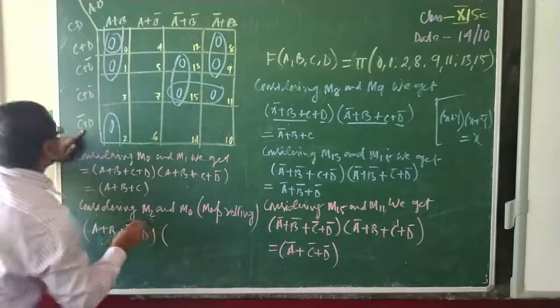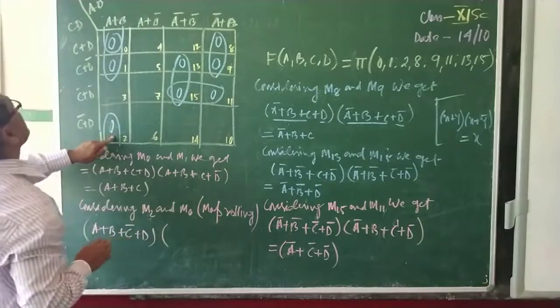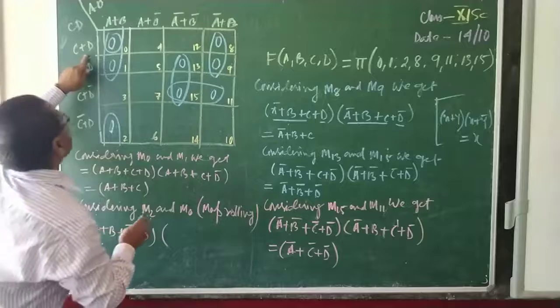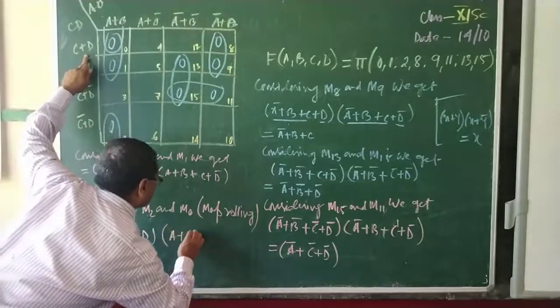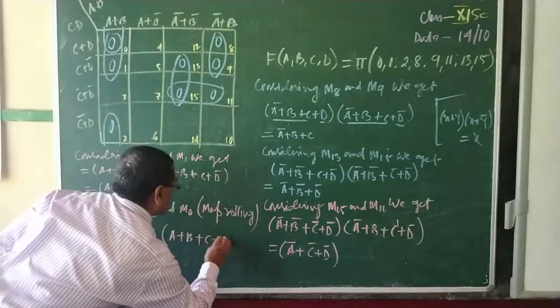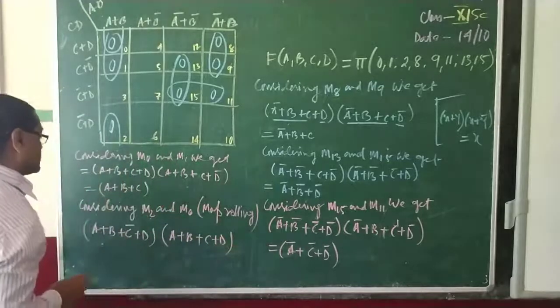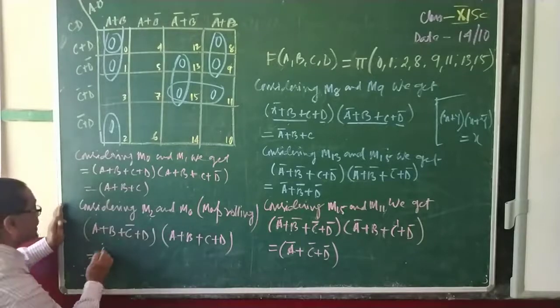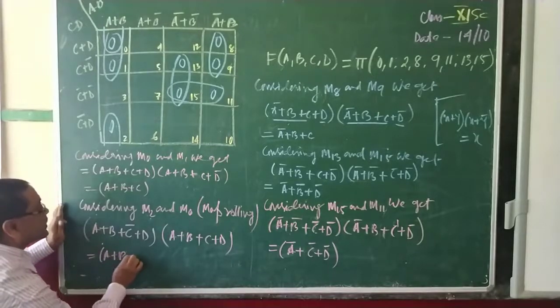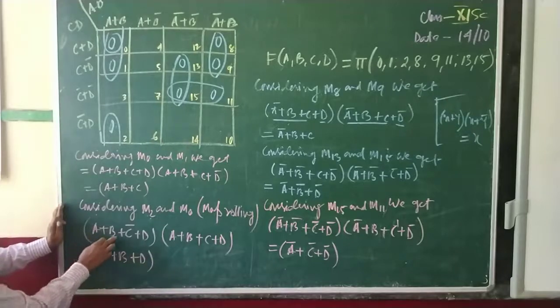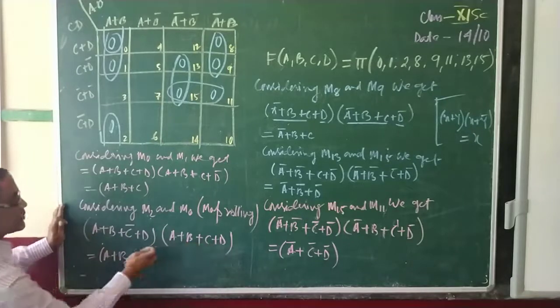And another one, this is M2 and this here is M0. M0 is A plus B plus C plus D. You see here it is C complement and here it is C, so that means A plus B plus D, with C and C complement eliminated.